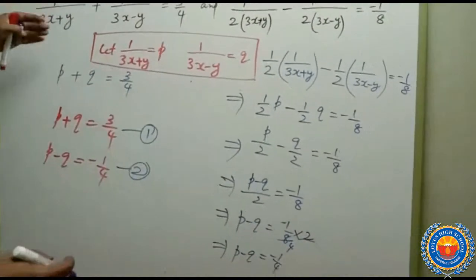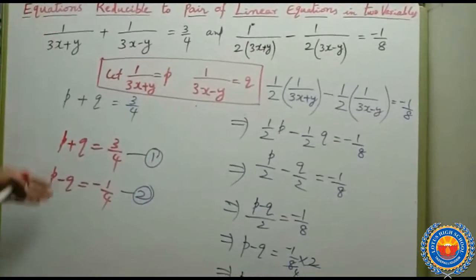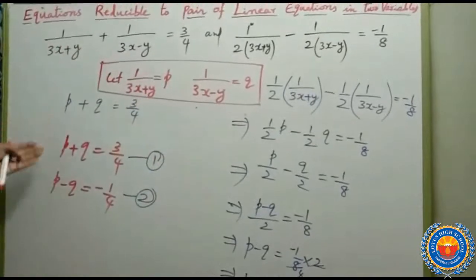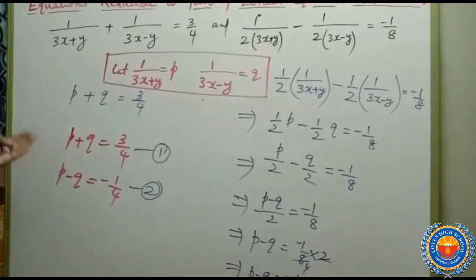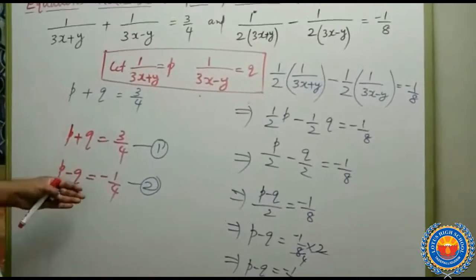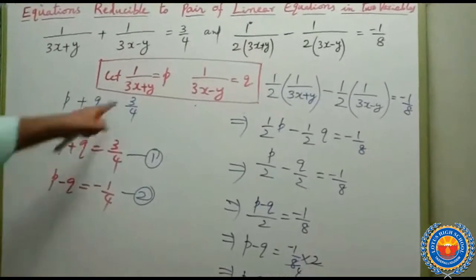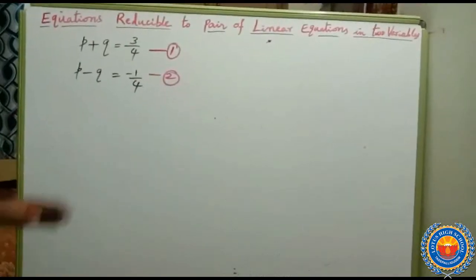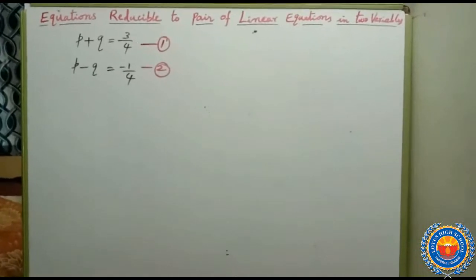So I reduced the equations from the reducible form to a pair of linear equations in two variables, p and q. That's what I got. Now I'm going to solve these two equations so that I'll get the p and q values. Those p and q values I will substitute here so that I'll get the x and y values.